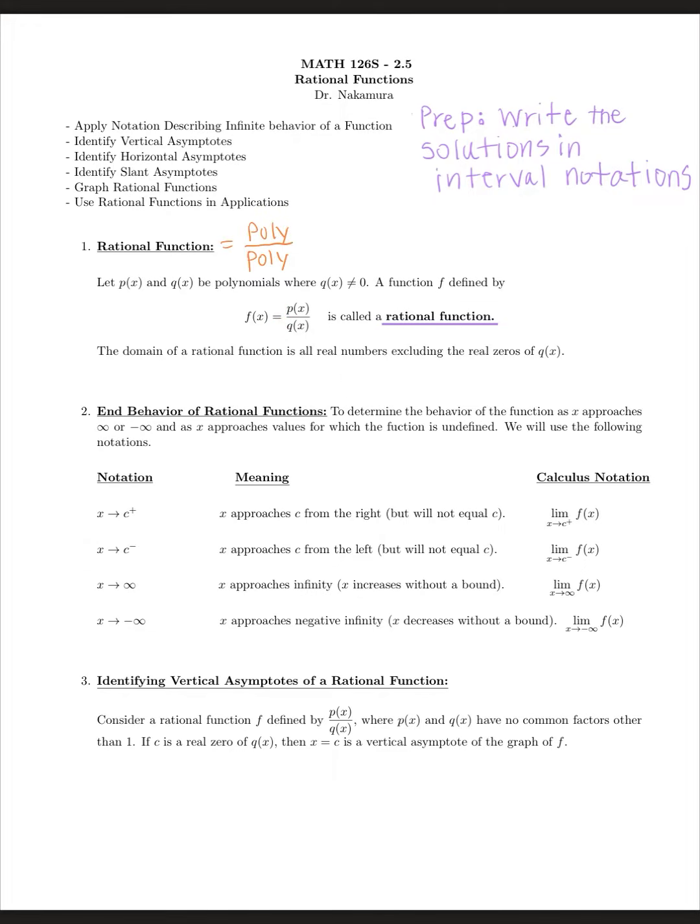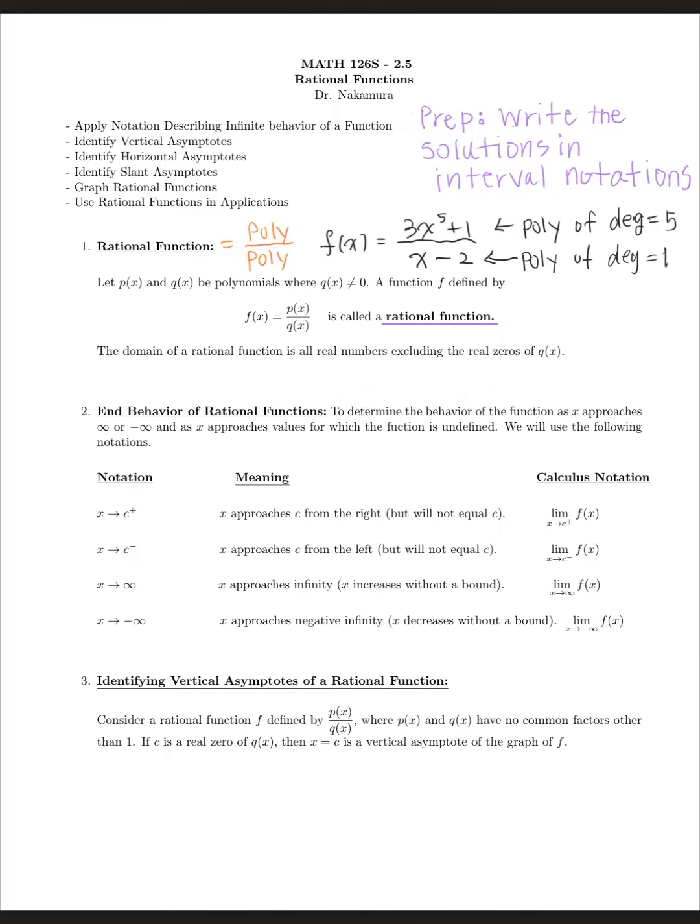Poly means polynomial. For example, let's take a look at this. If I write f of x equals 3x to the 5 plus 1, that's a polynomial of degree 5. And I'm just going to make something up here, and then maybe x minus 2. Again, this is also a polynomial, of degree 1. So therefore, since we have a polynomial over a polynomial, this function is called a rational function.